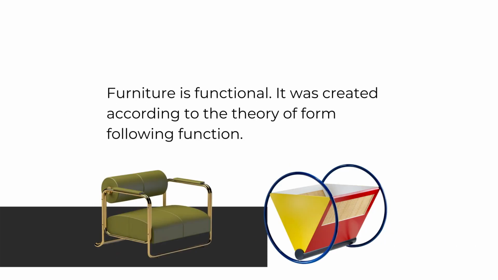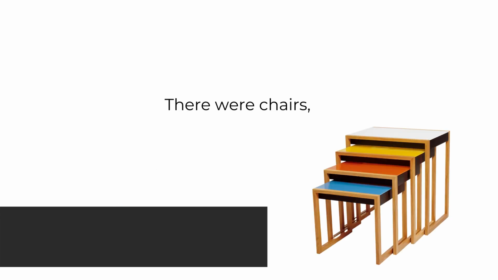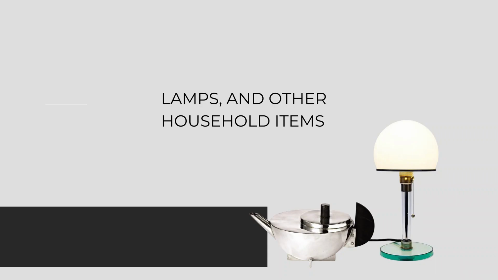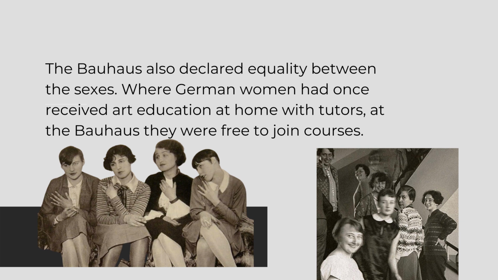Furniture is functional. It was created according to the theory of form following function. There were chairs, sofas, lamps, and other household items. The Bauhaus also declared equality between the sexes, where German women had once received art education at home with tutors. At the Bauhaus, they were free to join courses.